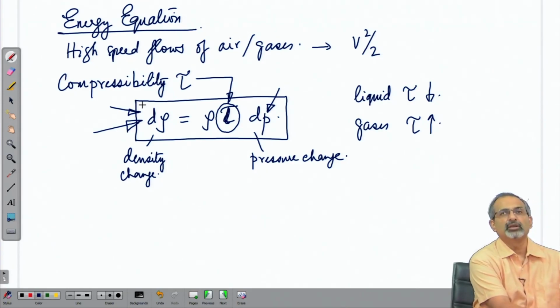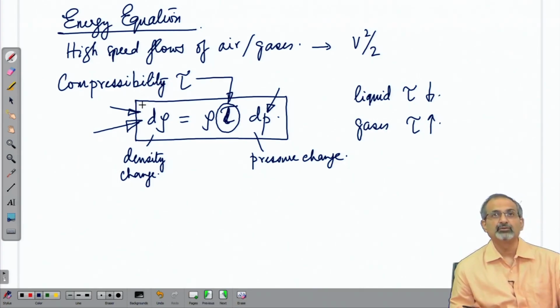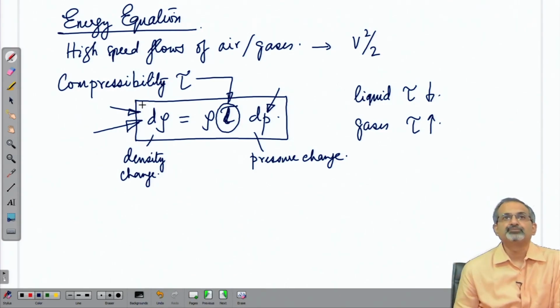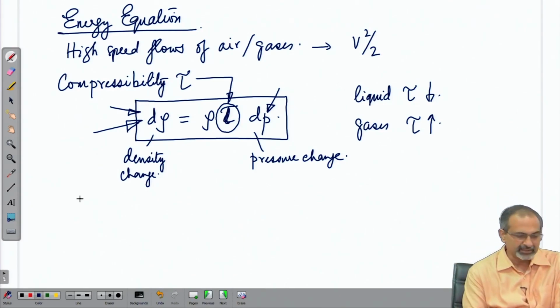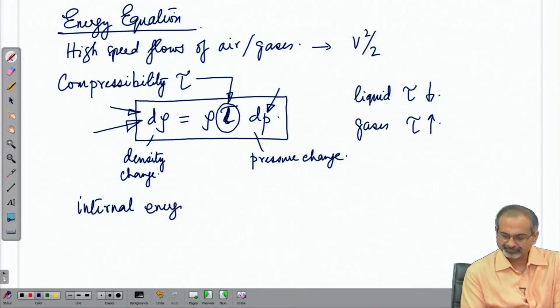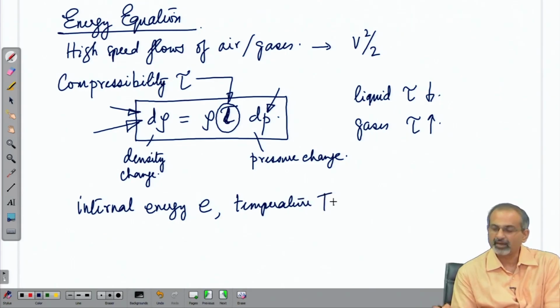Now, we were talking about the first law of thermodynamics being invoked into the picture. As we do that, we would notice that apart from the variables that we were handling till now, we would have to additionally handle two more variables. One is the internal energy per unit mass represented as E, and the other is the temperature of the gas, capital T.